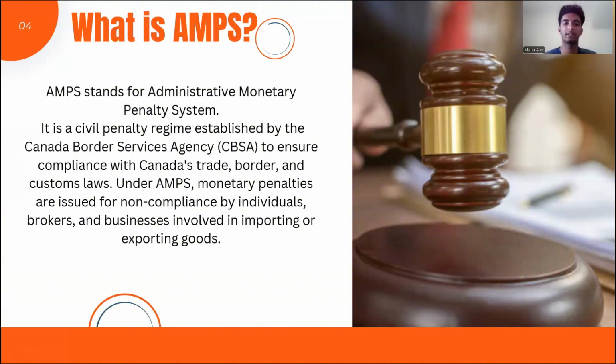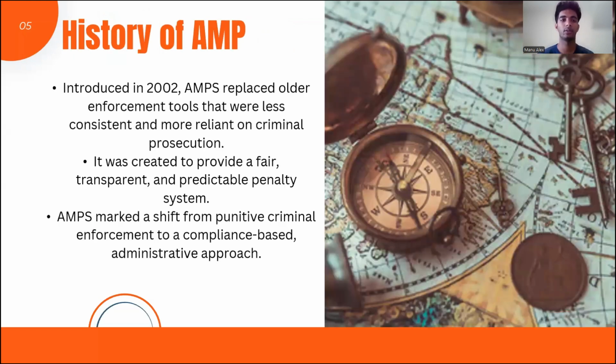Hi everyone. I'll discuss what AMPS is. AMPS stands for Administrative Monetary Penalty System. When you look deeper into it, it's a civil penalty regime by the Canada Border Services Agency. The main purpose is to ensure compliance with Canadian trade, border, and customs laws. Under AMPS, monetary penalties are issued for non-compliance by individuals, brokers, and businesses involved in importing and exporting goods.